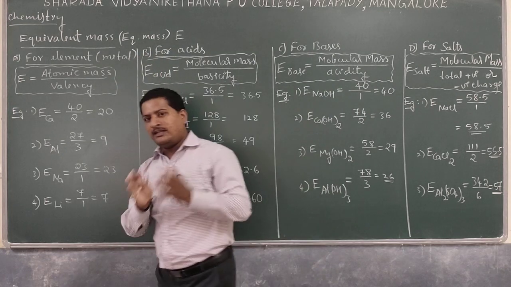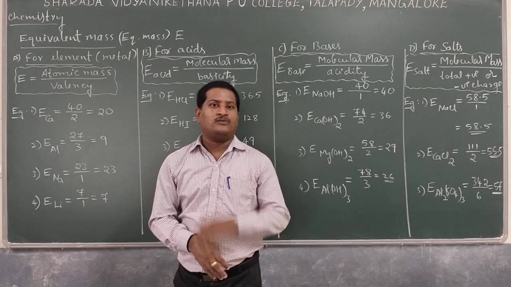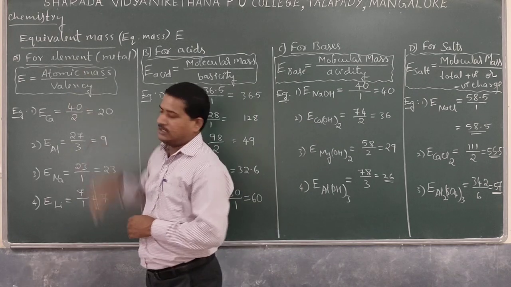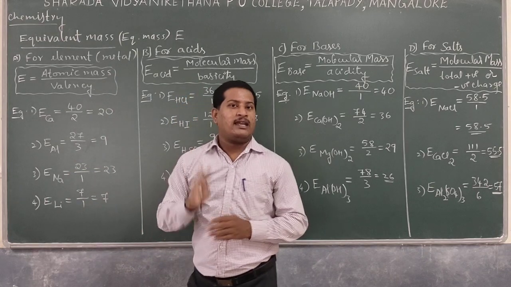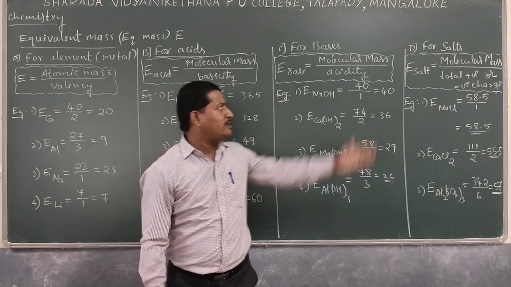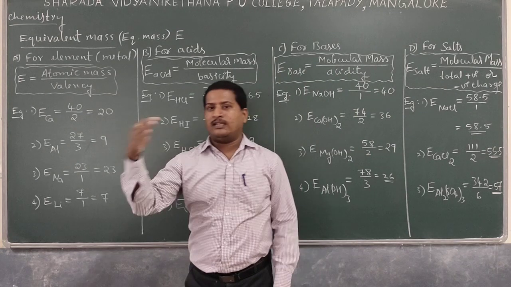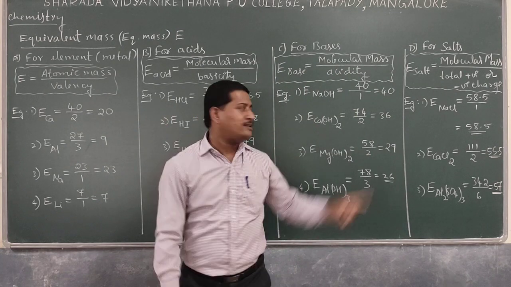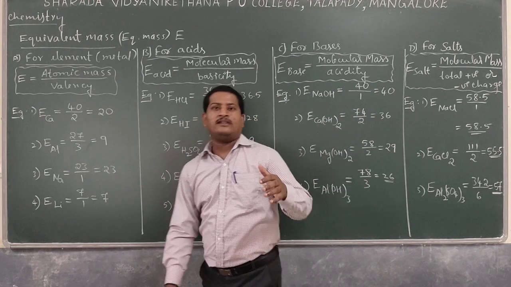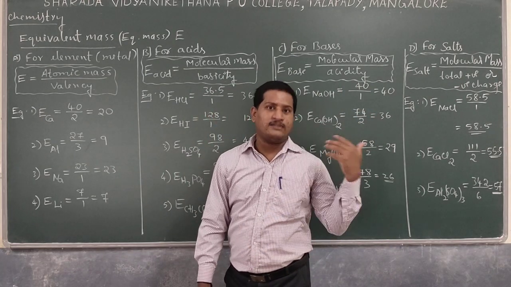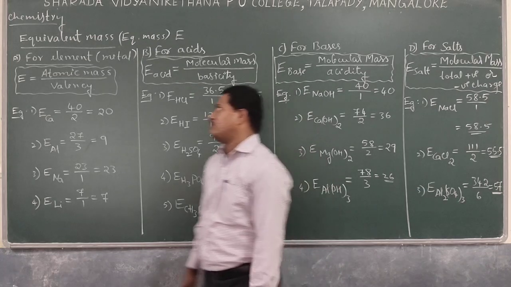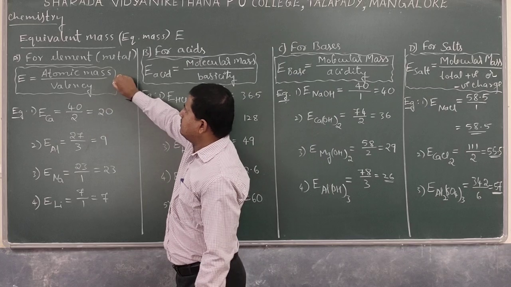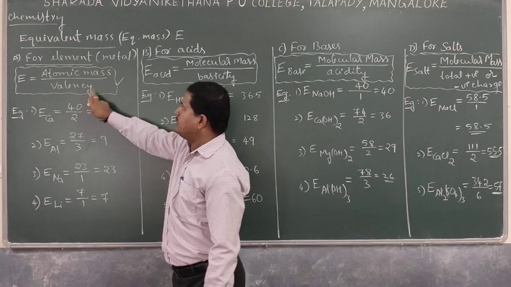There are different formulas or relations one can use to find the equivalent mass. We have totally 4 species: one is element, that means metal, another is acid, next is base, and another is salt. Now let us find the equivalent mass for these 4 categories of substances. For the element, or metal, we go with this formula: equivalent mass equals atomic mass by valency.